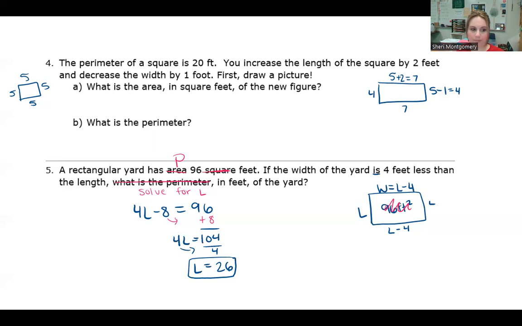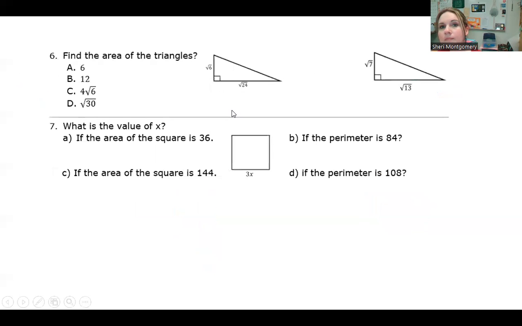I like that problem better. The next question, find the area of the triangles. Well, the first one, we're going to use this multiple choice because I'm going to show you what I want you to do when you're taking TSI, how to figure it out. And then the other one you're going to find on your own.